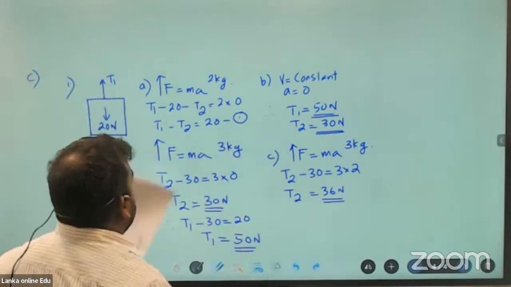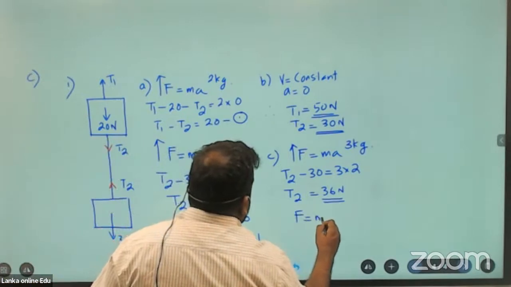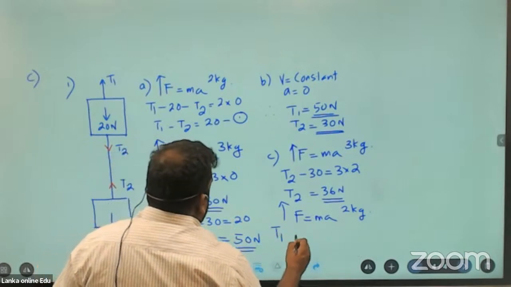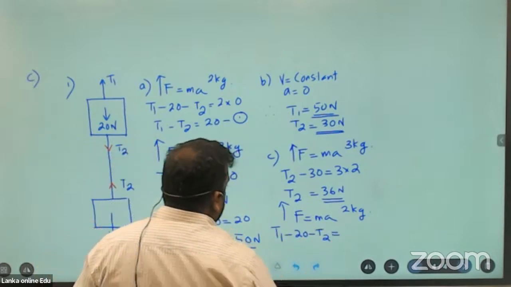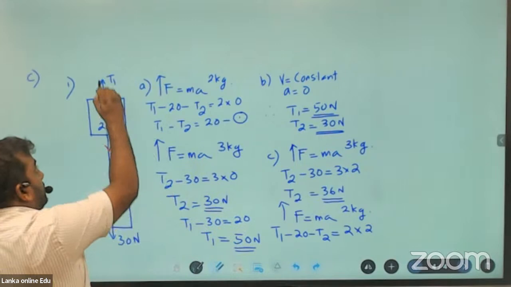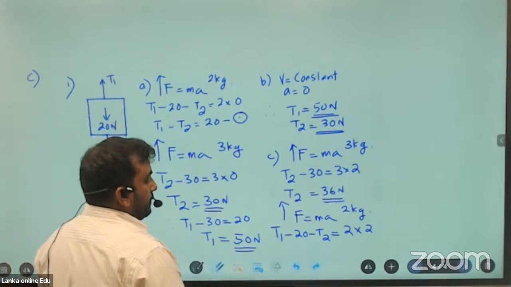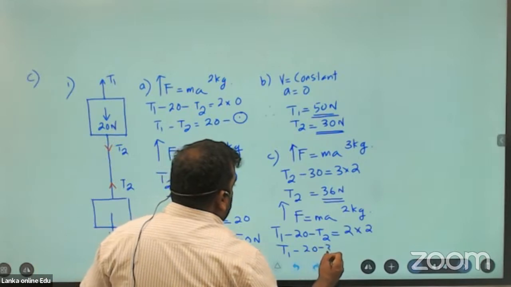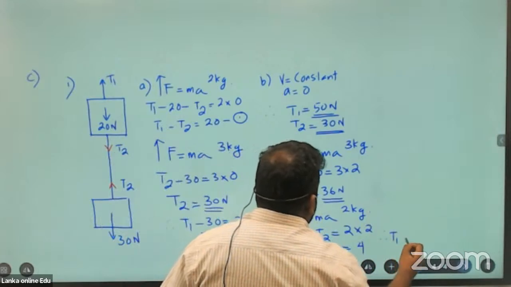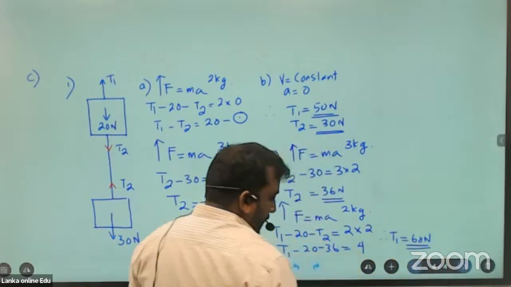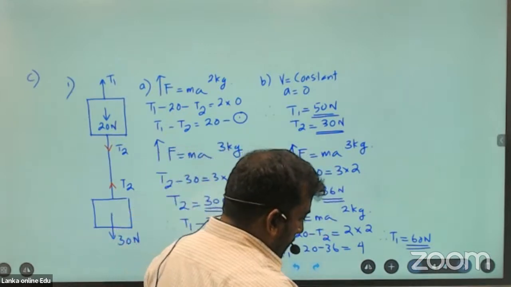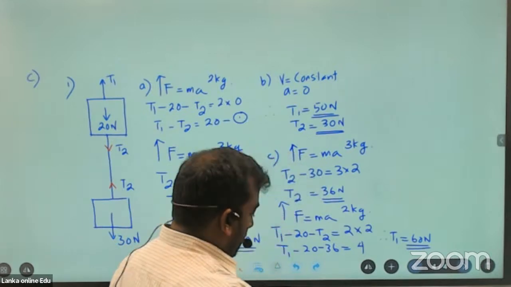If T2 is equal to 36, apply F equal ma vertically on the 2 kilogram object. T1 minus 20 minus T2 equals mass into acceleration. Mass into acceleration is 2, and that's also acting upwards, since this is going upwards and these are also going upwards. T1 minus 20 minus 36 equals 4. 56 plus 4, therefore T1 is 60 Newtons. Okay, T1 is 60 Newtons.